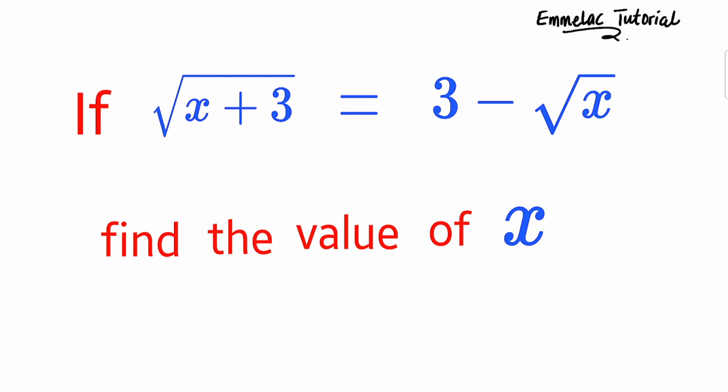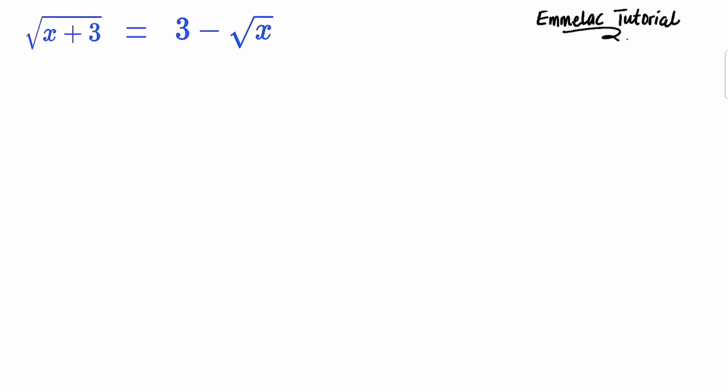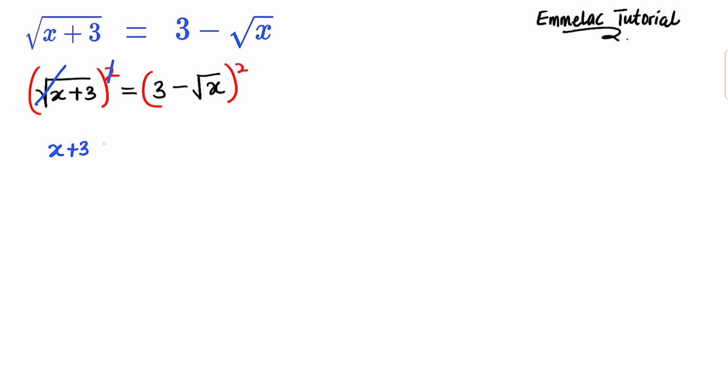So let's get started. The first thing we need to do is to raise both sides to the power of 2, okay? And this is to help us clear off this radical. So here we have that the square root of x plus 3 equals 3 minus the square root of x. Now by raising both sides to the power of 2, we have this and we have this. So this radical clears off the square, so we are left with x plus 3 on the left hand side.